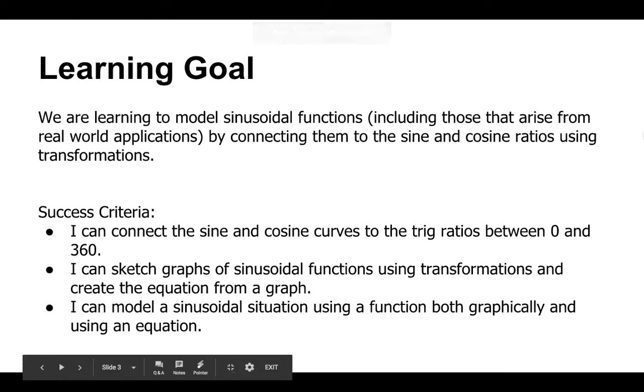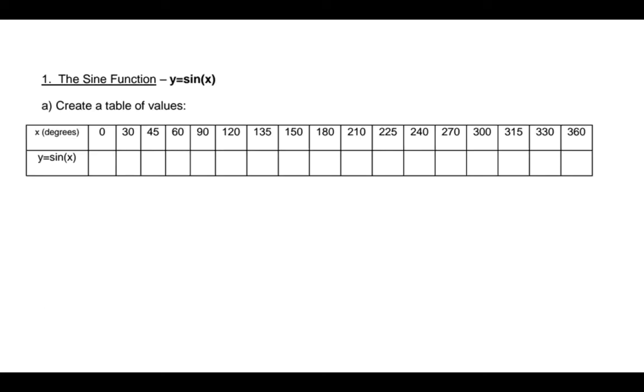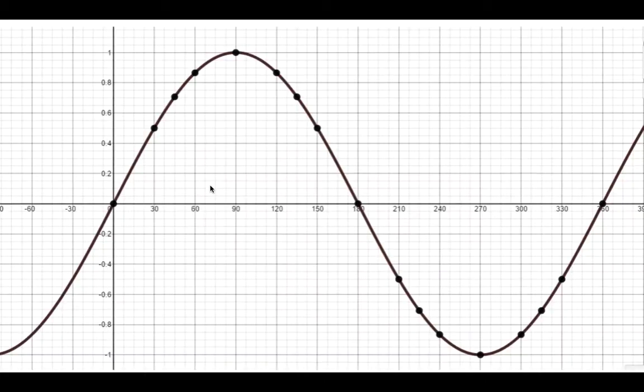The goal is to connect sine cosine curves, so the sine cosine functions, to the trig ratios between 0 and 360, sketching graphs using transformations, creating the model, and then using sinusoidal situations. And so we start with the sine function. You can create a table of values, and so these are going to be the heights at different degrees. And so at 0 degrees, what's the height? At 30 degrees, what's the height? 45 degrees, what's the height? 90 degrees, what's the height? And so the height would be 1 at 90.